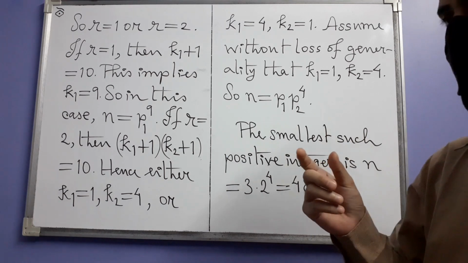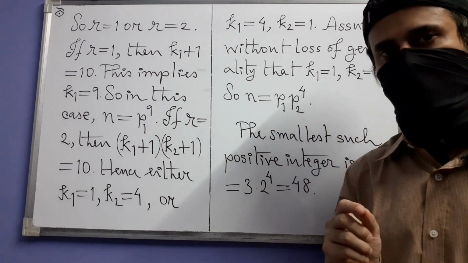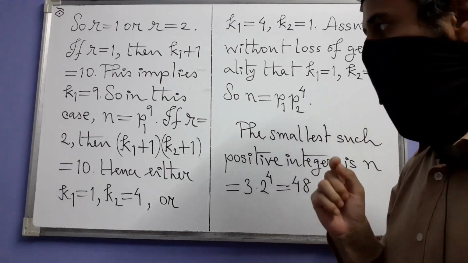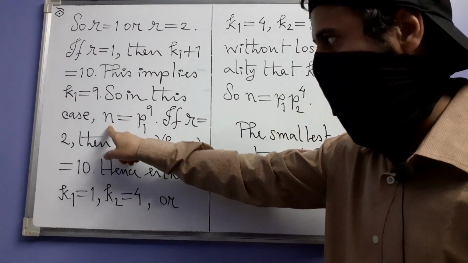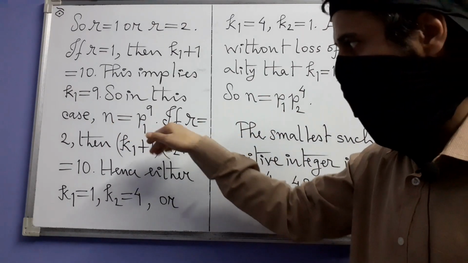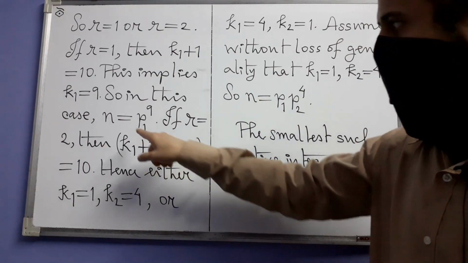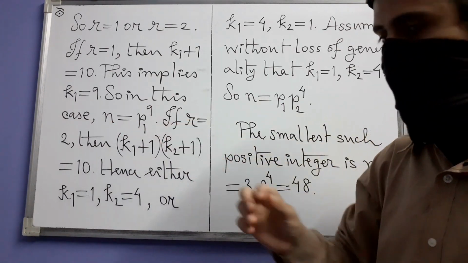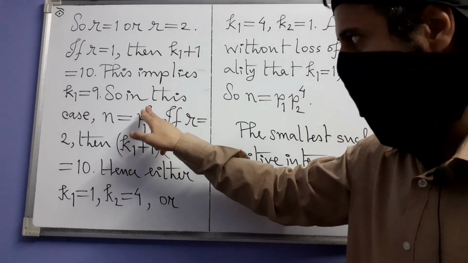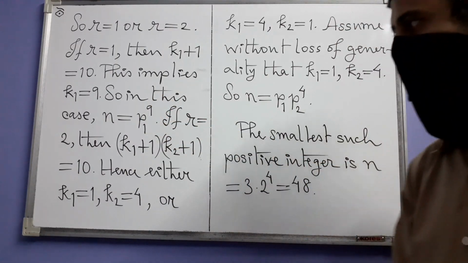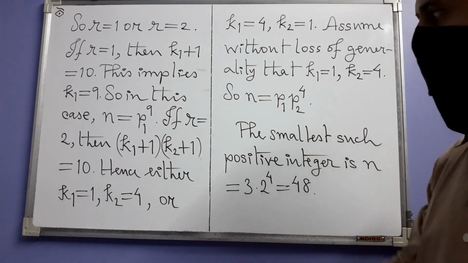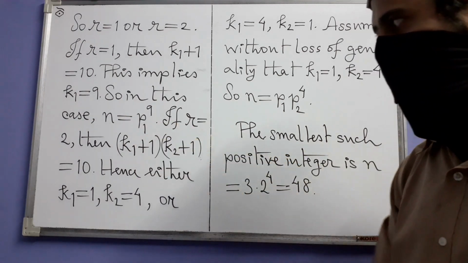Note carefully that from the formula for the tau function in terms of the exponents in the prime factorization of n, we see that the number of positive divisors of n actually depends only on the exponents, not the primes themselves. So any number of this form will have exactly 10 positive divisors because the tau value of n will be 9 plus 1, that's it. So in this case, this is how n looks. Next, let us consider the case r equal to 2.